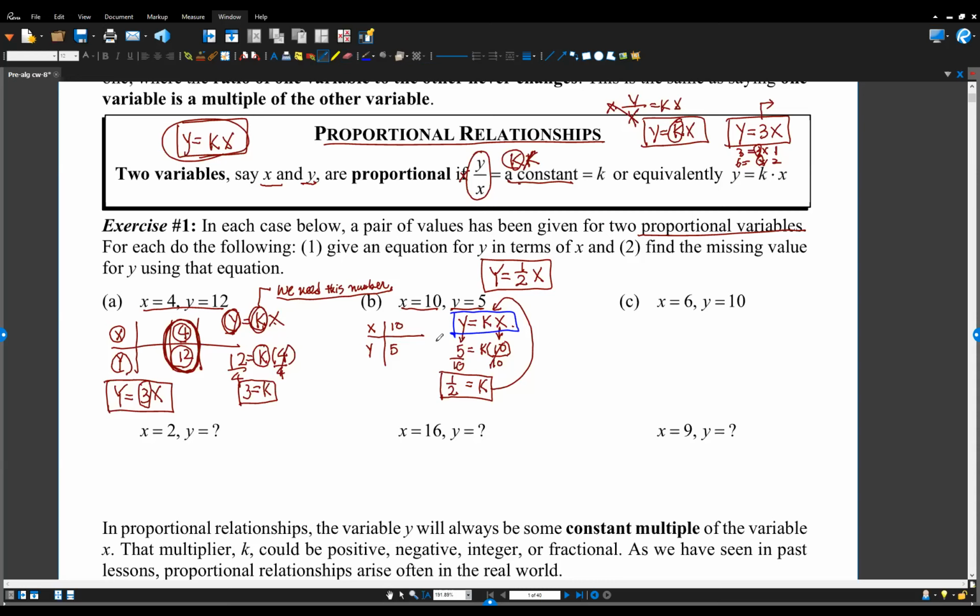Is it okay? Okay, now try number six. Now let's find the equation. Try this one by yourself. I'll give you some minutes, okay? Anybody can find the equation?